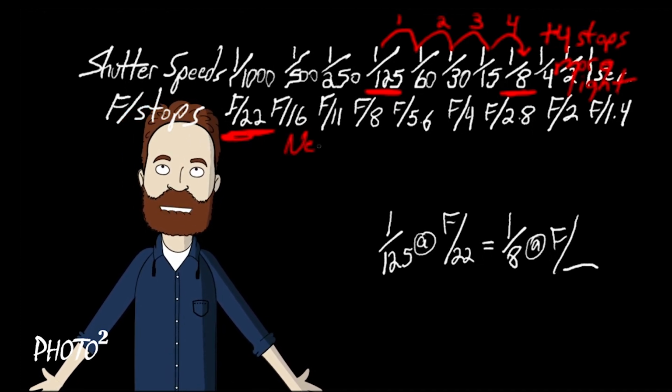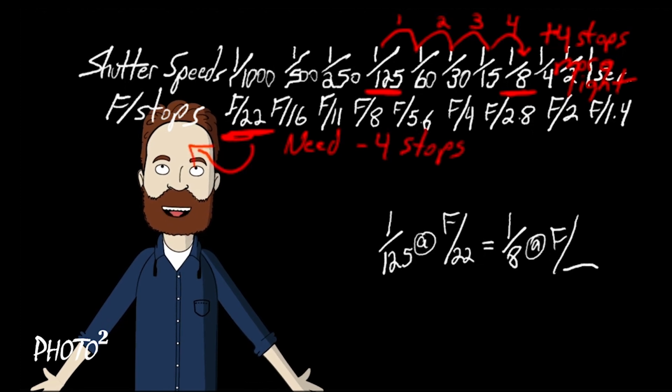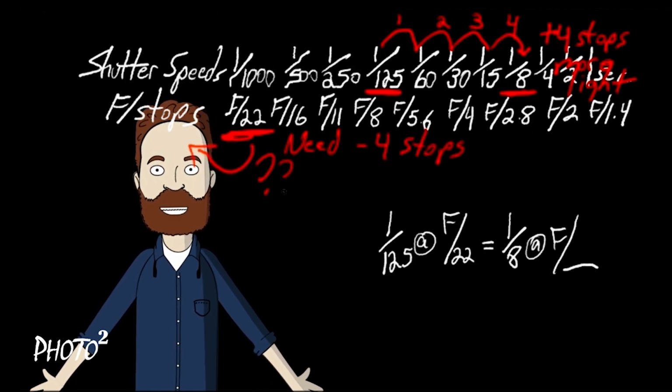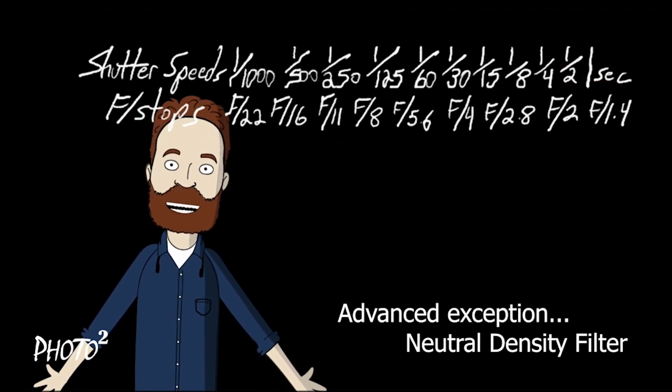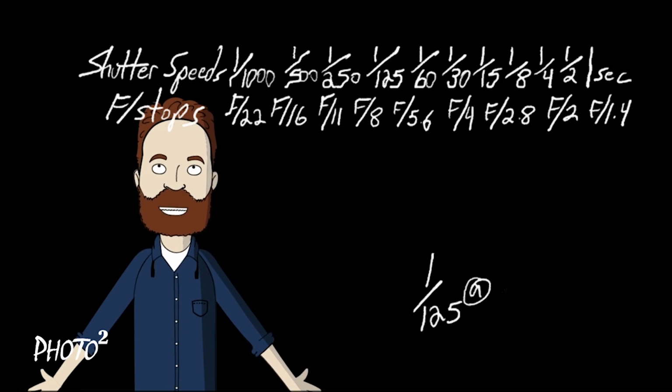Wait, 1.4 is more light and f22 is less light. So what do we do? With this lens, we can't take this picture. We just need to come back at a different time of day because it's too bright, which is going to be a common problem when you try to do blur or panning.